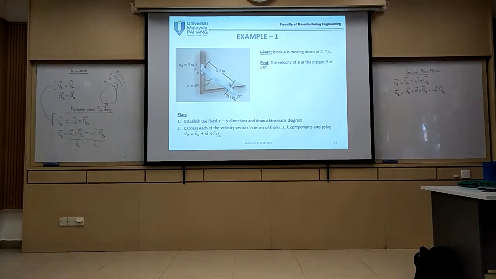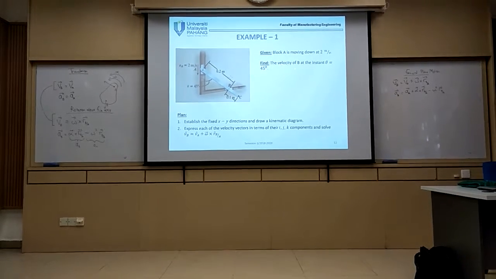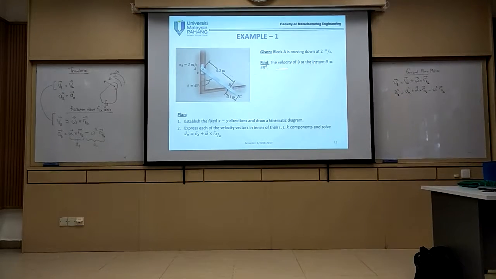Yeah, number 1. Okay, let's see this example. So given block A, there is a block A moving down at 2 meters per second. So this point is moving down at 2 meters per second. We need to find the velocity of B at the instant theta equals 45. So at this position, theta is 45. It's given, right? Okay. So what is the velocity of B?